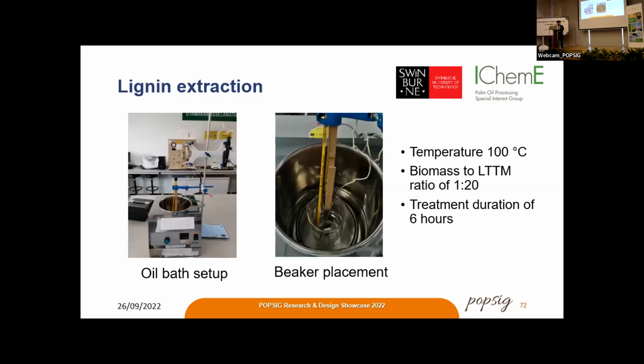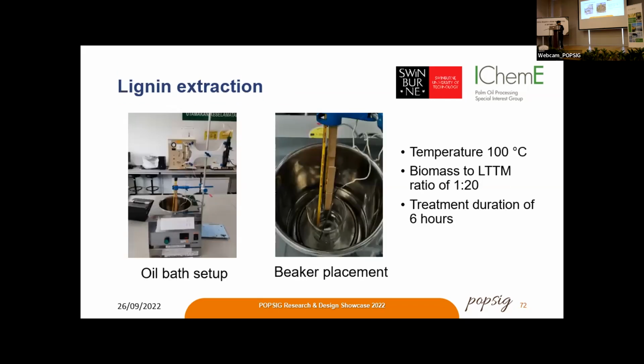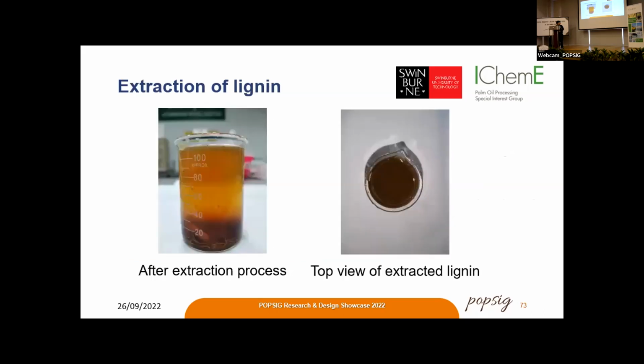So for my lignin extraction, the lignin is placed inside the beaker here, and then placed into the oil bath here. The oil bath will be set up like this. The operating parameters that I'll be using: the temperature is 100 degrees Celsius, the biomass to LTTM ratio is 1 to 20, and the treatment duration is 6 hours.